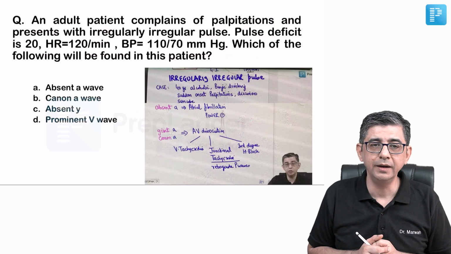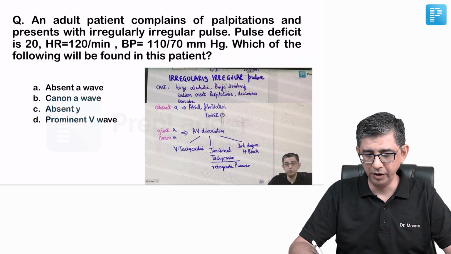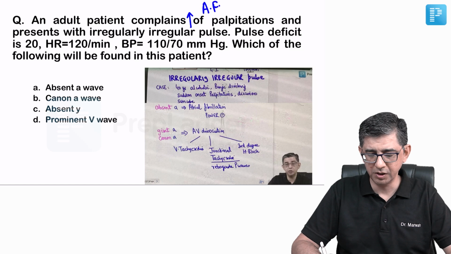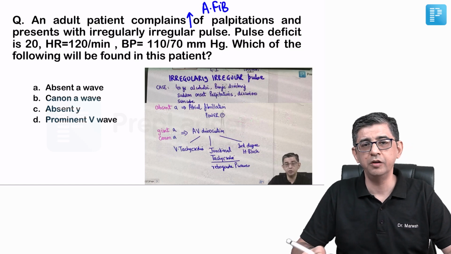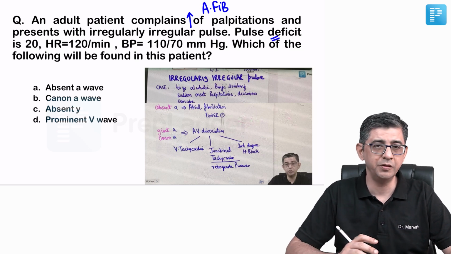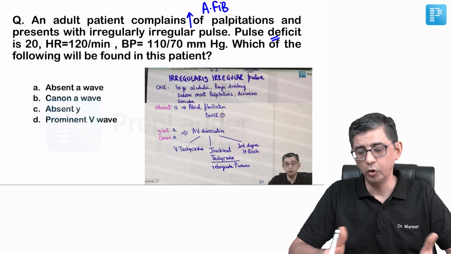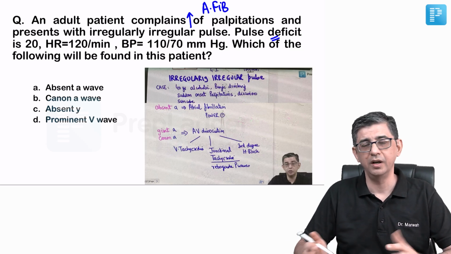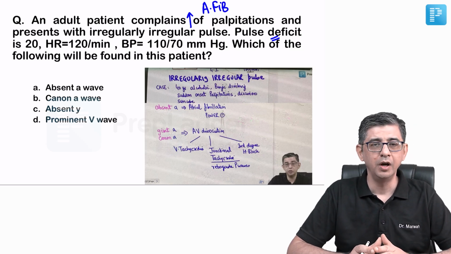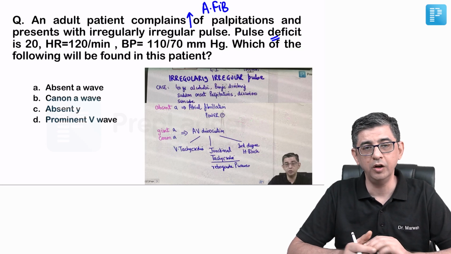The next question said an adult patient complains of palpitations and presents with an irregular pulse, very characteristic. Two differentials of irregular pulse can be atrial fibrillation and multifocal atrial tachycardia. It is giving you pulse deficit. Now the point is, pulse deficit means that the heart rate and the pulse rate will not be matching. Pulse deficit of more than 10 is always significant. And this basically tells us that, because of the irregular rhythm, you may not be able to count some of the impulses in any of the peripheral pulses.